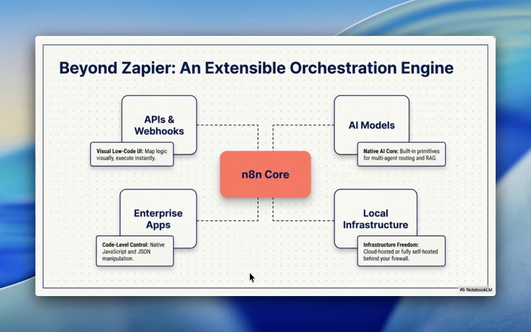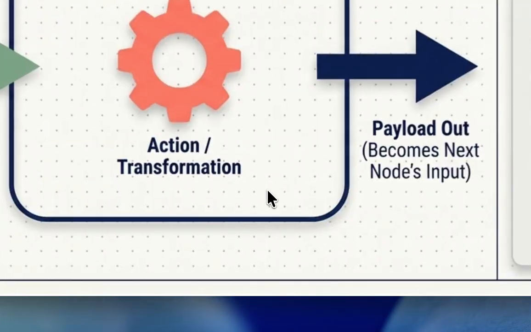So what is the n8n core? It is basically an AI model. It has a local infrastructure, it has an enterprise app, it has an API and a webhook. The AI model is like a built-in primitive for multi-agent routing and RAG. It has a local infrastructure, cloud hosted or fully self-hosted behind your firewall. It has an enterprise app which is like native JavaScript and JSON manipulation. It has a visual low-code UI to map logic visually and execute instantaneously.